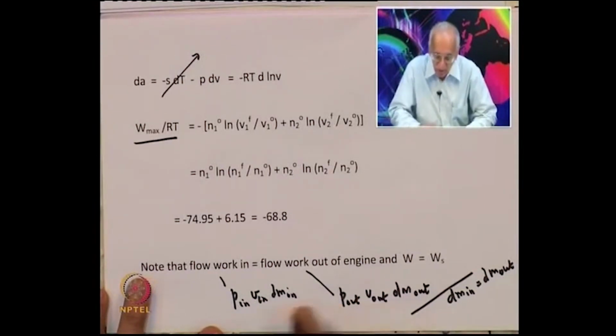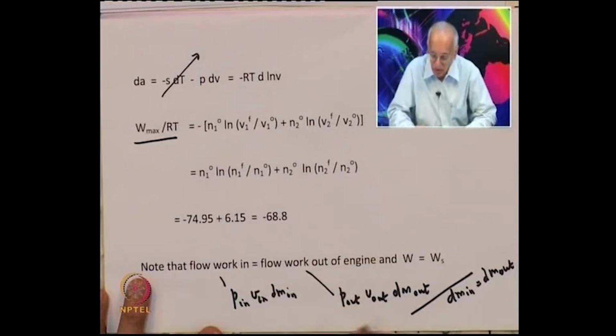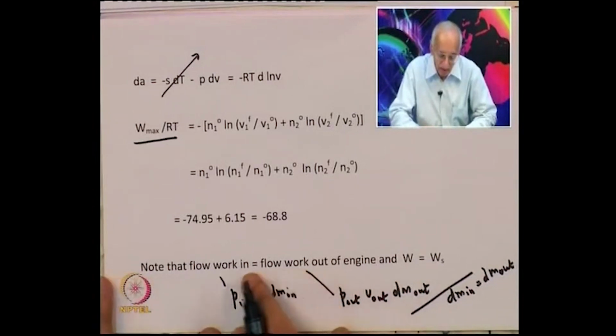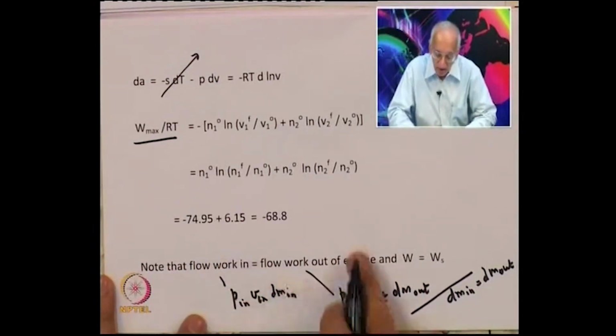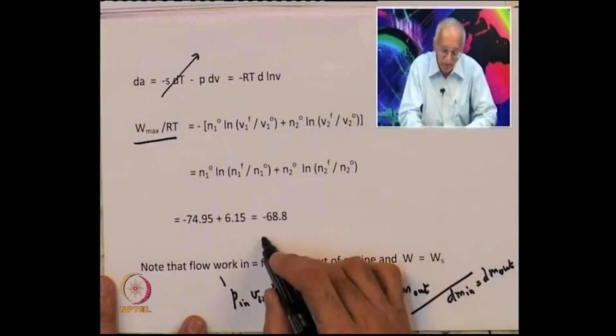Because it is isothermal operation, flow in is exactly equal to flow out, or rather the work done by flowing in and the work done by the fluid flowing out are both equal. Therefore, W must be equal to Ws, which is indeed the result you get.